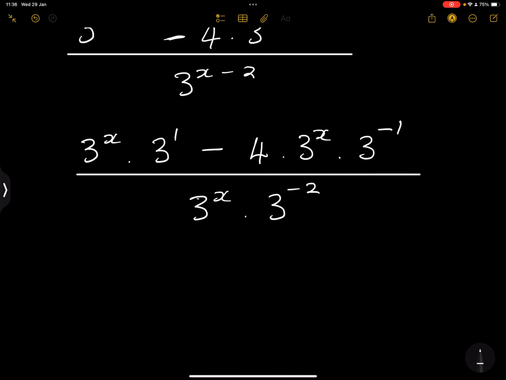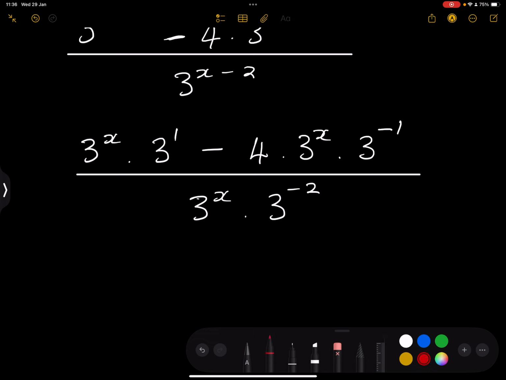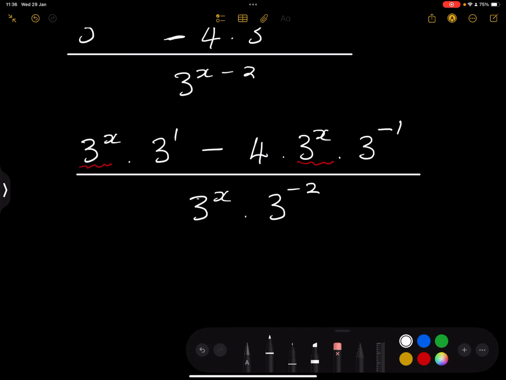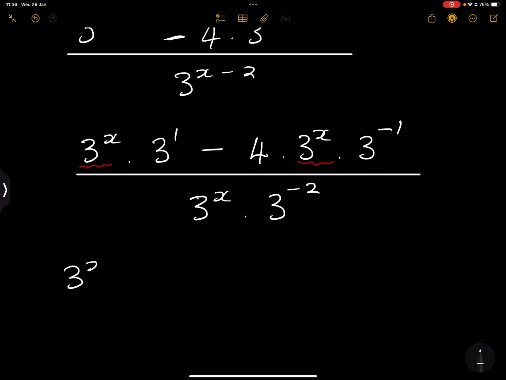Now, in this case, do we have common factors? Right, so the highest common factor that I have at the numerator is 3 to the power of x. So I can take that out as a common factor. In my first term, what am I left with? I'm left with 3 to the power of 1 minus, right, so I'm left with 4 times 3 to the power of minus 1. Remember, 3 to the power minus 1 can be written as 1 over 3, 1 over 3 to the power of 1.